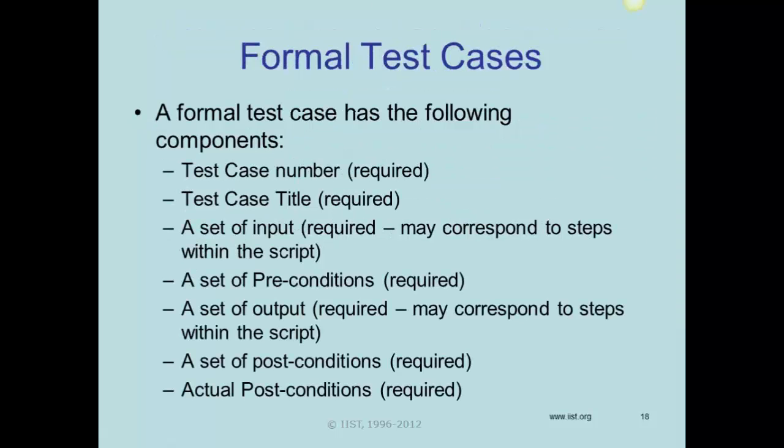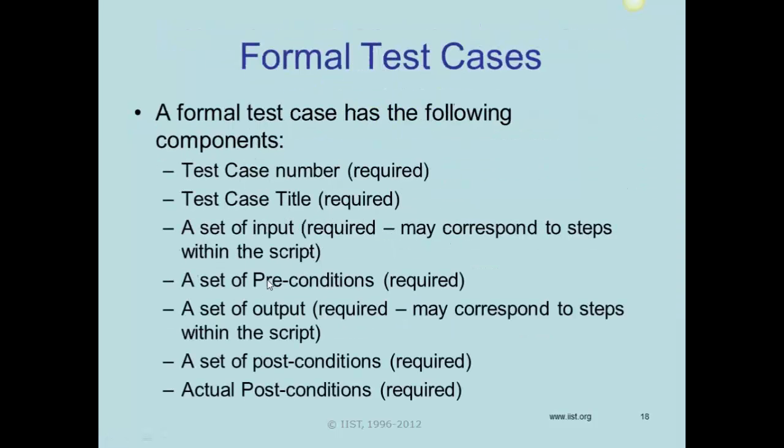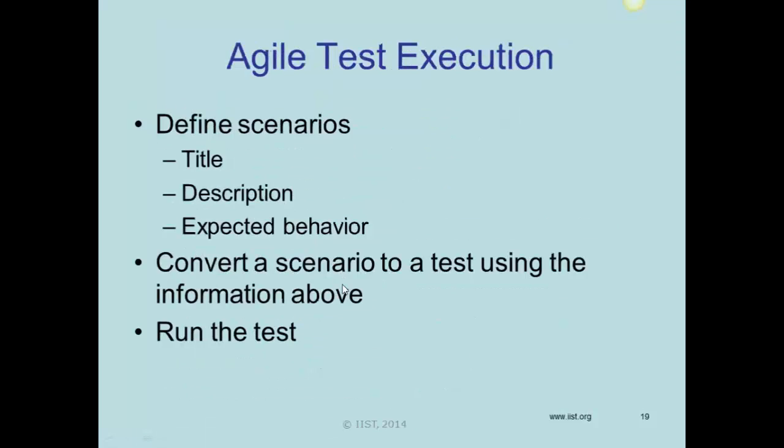My sincere apology, this is a slide I'm going to walk you through because when you get the recorded webinar, you can go through it. These are the different components of a formal test case. As you can see, it has much more than the exploratory test case here. It has the test case number, test case title, the input, the preconditions, the postconditions, and this is not, as I said, any different from what I teach in a non-Agile course. Okay?